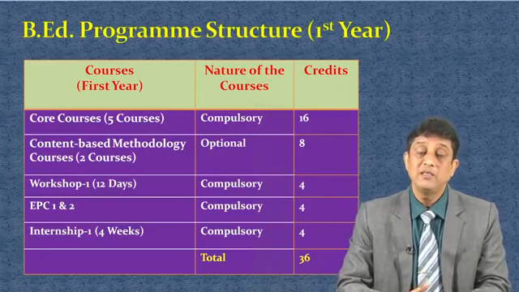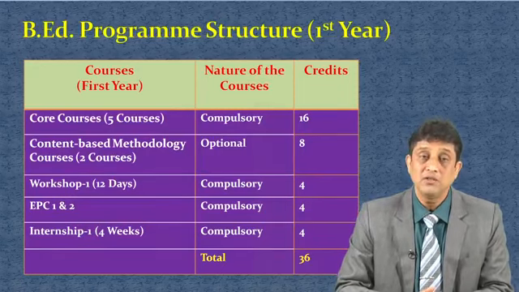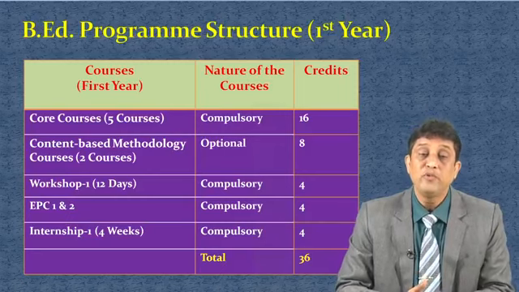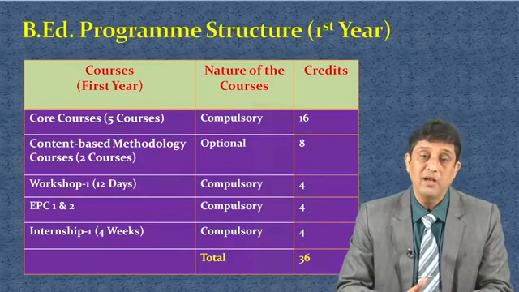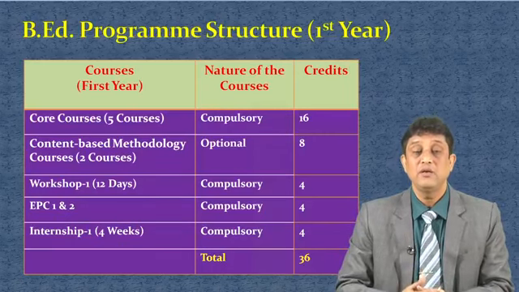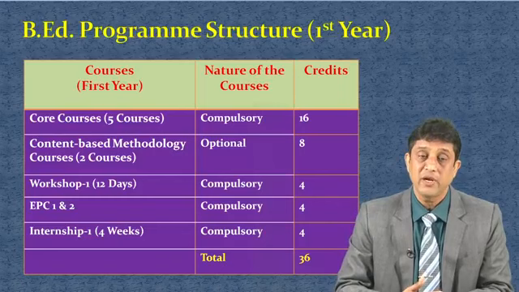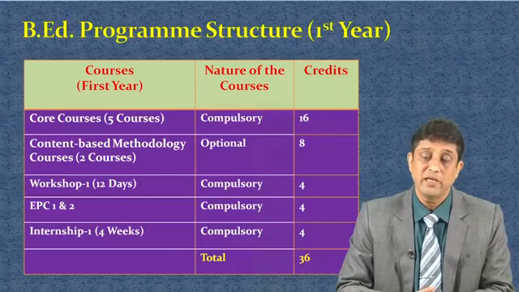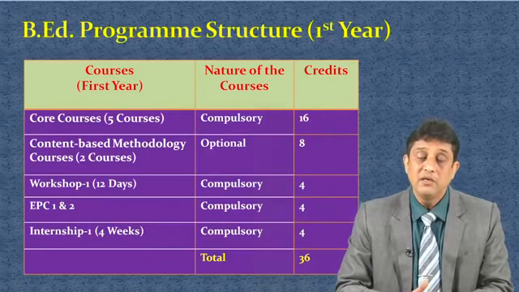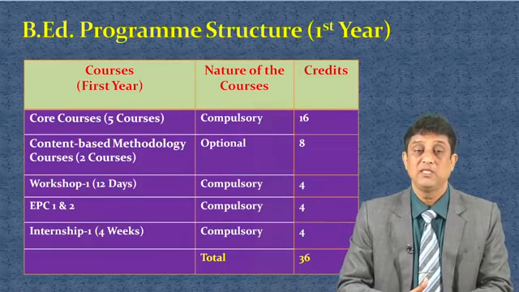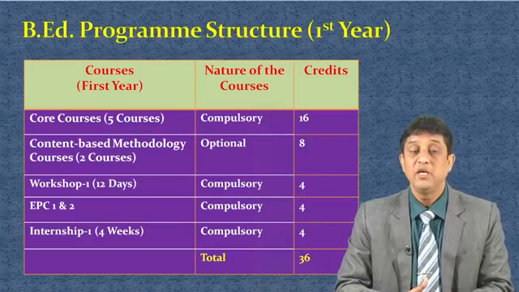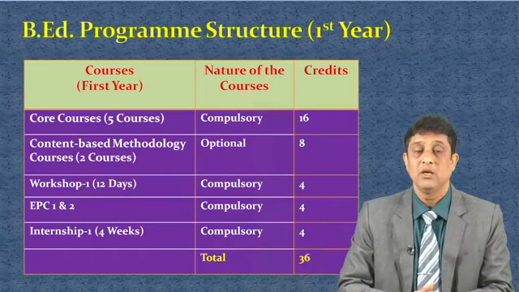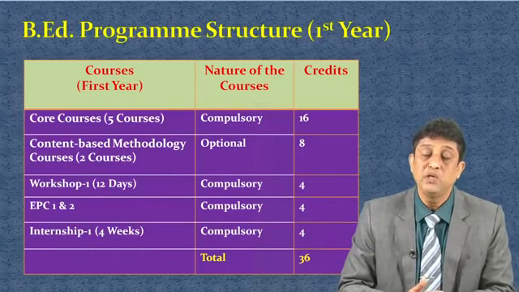Then further, so far as practical and skill based courses are concerned, the learners have to pursue workshop 1, which will be conducted at the program study center level, that is 12 days of face to face interaction, rigorous involvement in different practical activities and skill based activities at the study center level. It is of 4 credit weightage, which is compulsory in nature. Then the learners will pursue 2 EPC courses, EPC 1 and 2, enhancing professional capacities. This is also a skill based course. EPC 1 is of 2 credits and EPC 2 is of 2 credits.